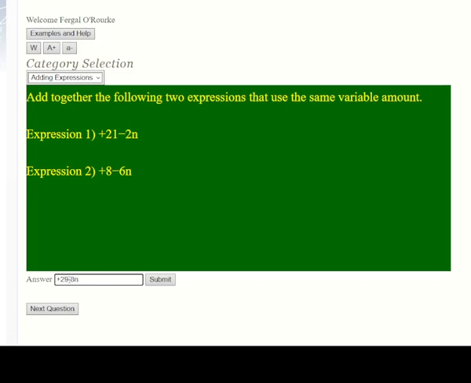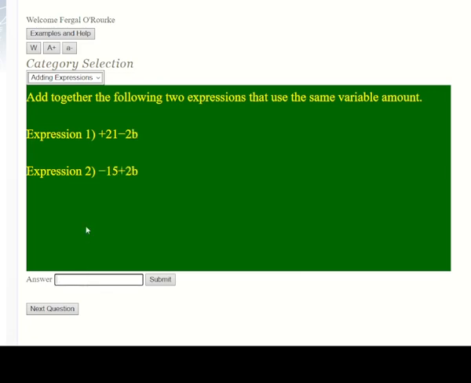So we have 29, which might be 29 euro, less 8 of these things. We don't know what that means, but we do know that we've got two expressions that we can add together because they have the same variable. If they didn't have the same variable, they wouldn't add together like this. But give it a go. Plus 29 minus 8n, hit return, you'll get your answer.